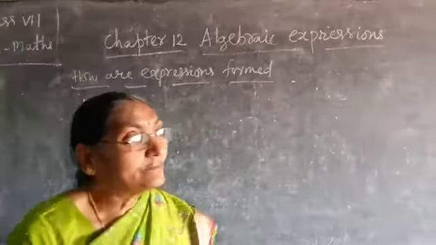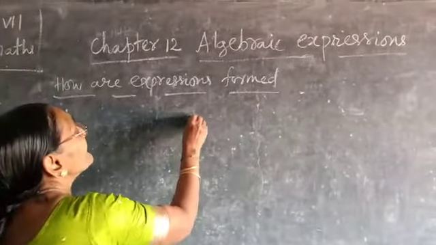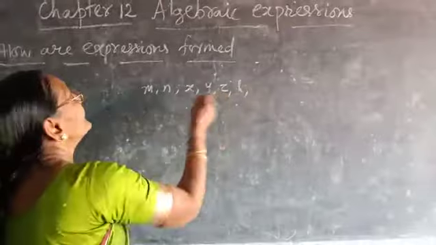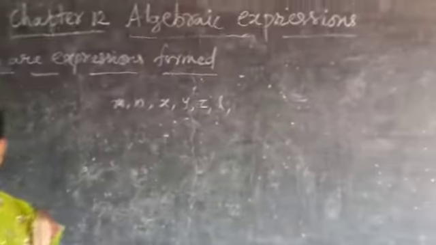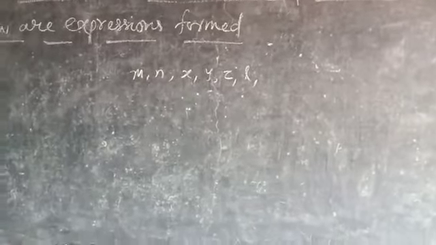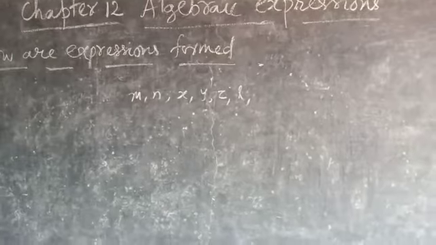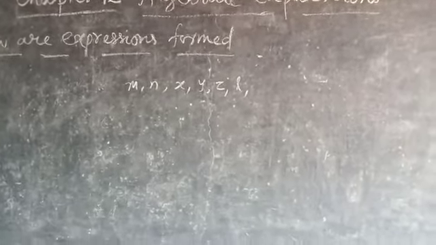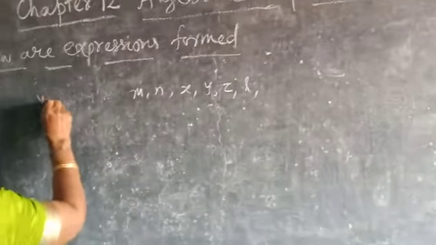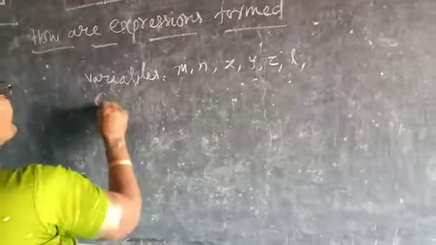Variables means letters like n, r, x, y, z, l, or any alphabet. That is called variables. We use these letters as variables. Variables can take various values. They have no fixed value. That is what we call variables.